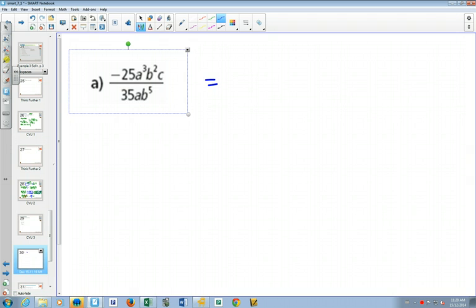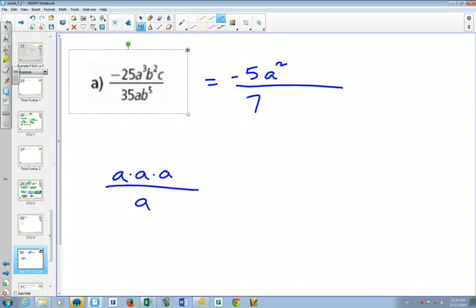Yes. 25 and 35, does that simplify down to 5 and 7? And it'd still be a negative on the top. I have a cubed on the top and an a on the bottom. There's going to be an a squared left on the top. You could use your exponent laws where you subtract, or you could just imagine 3 a's on the top, all multiplied together, and 1 a on the bottom. And those ones canceling out.